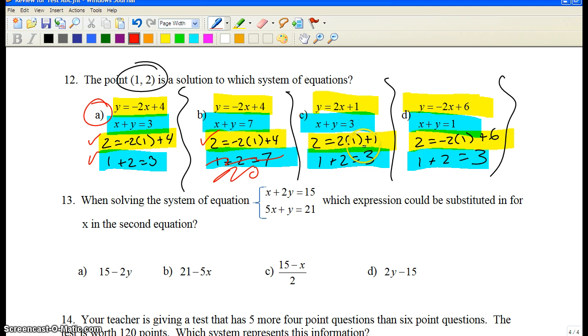2 times 1 is 2 plus 1 is 3. That's not 2, so this one's a no. Then here you wind up getting 2 equals 4, and so that one's a no. And so the first one is our solution.